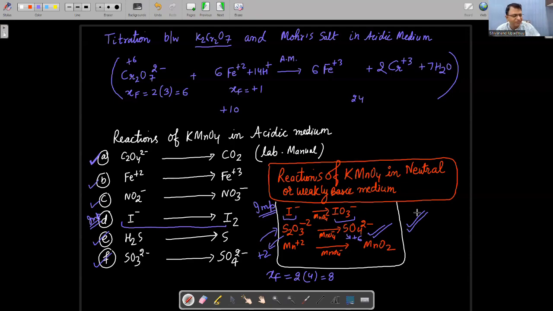Again, I am repeating. I- in acidic medium is converted into I2, but I- in weakly basic medium is converted into IO3-. And KMnO4 in weakly basic medium can oxidize thiosulfate to sulfate ion. Iodine will oxidize thiosulfate to tetrathionate ion, where the oxidation number will change from +2 to 2.5. We are going to discuss that part also in iodometry.